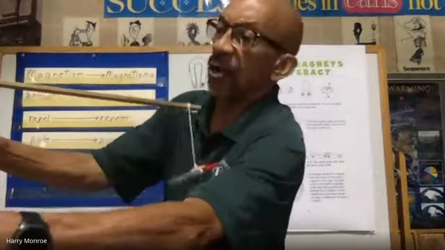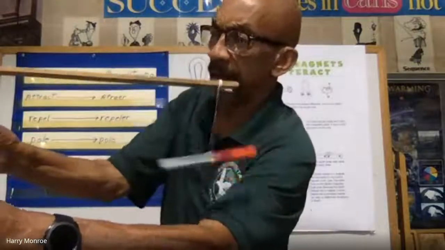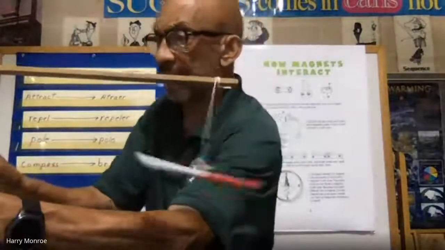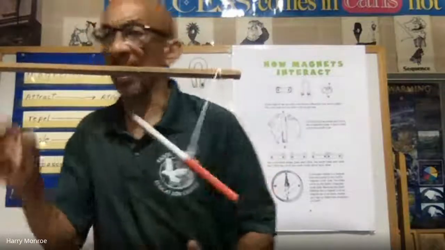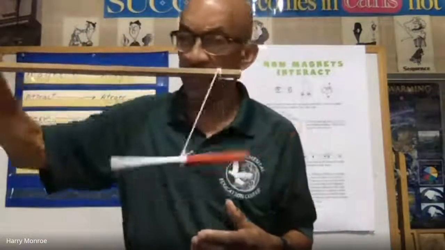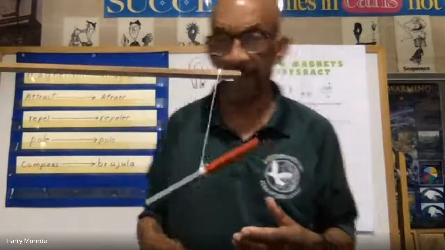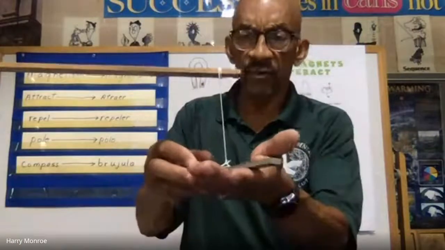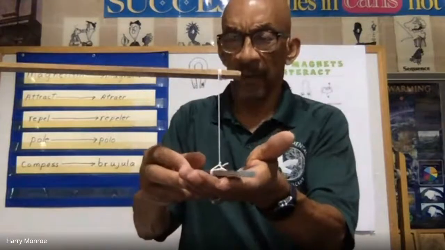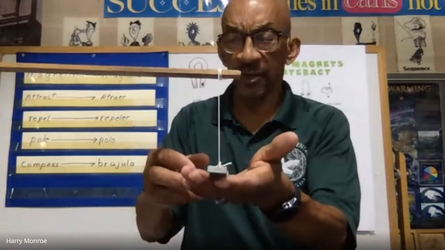You can try this at home maybe if you have a bar magnet. But I made a homemade compass right here. What I did, I took a ruler, I suspended it on a high tower, and I tied a string to the middle of the bar magnet. And I'm going to stop this from swinging, and we're going to see if this will give us the direction of north.